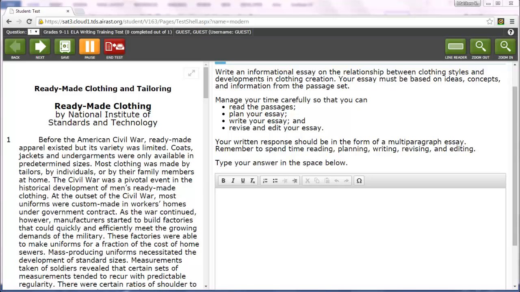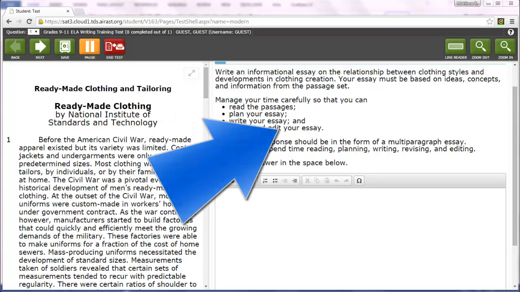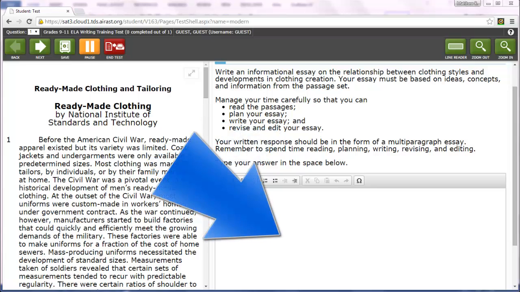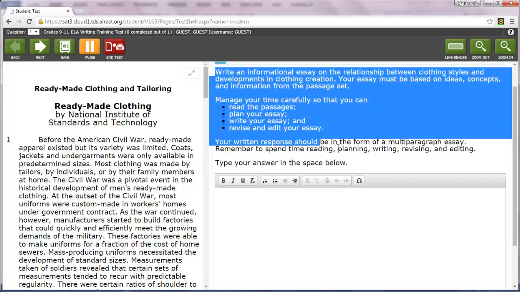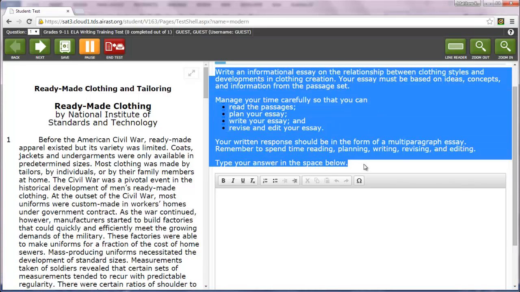When I take the FSA Writing test, my screen will look a lot like this one, with the passages on the left side. The right side will have the prompt at the top and a place underneath for me to type my essay. In the first step, I need to clearly understand what I'm being asked to write so that I can give my reader what he or she is looking for. I'll start by carefully reading the prompt all the way through once, and that's right here.